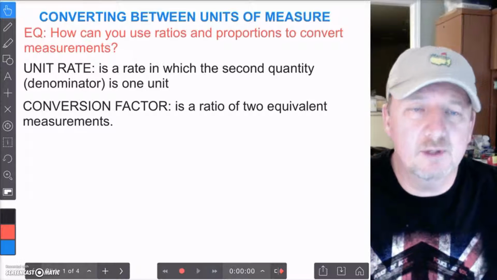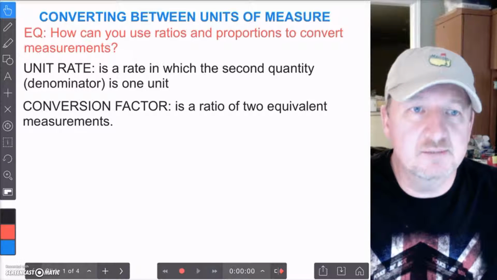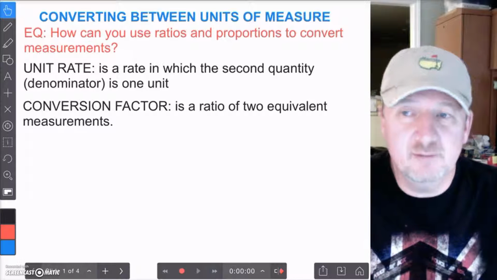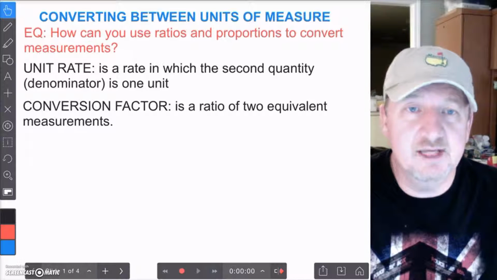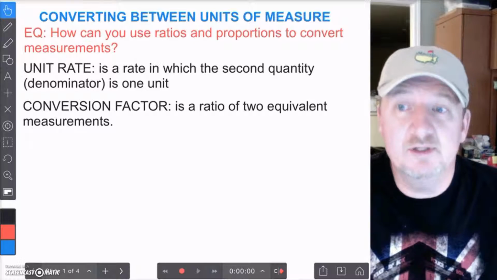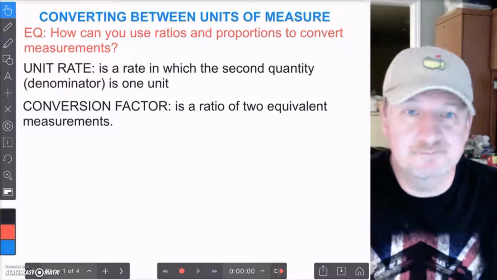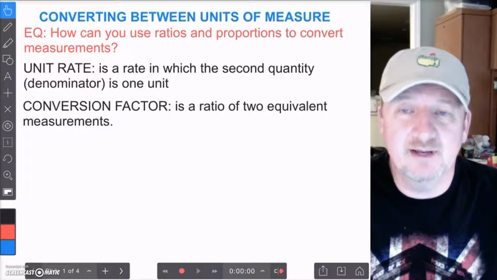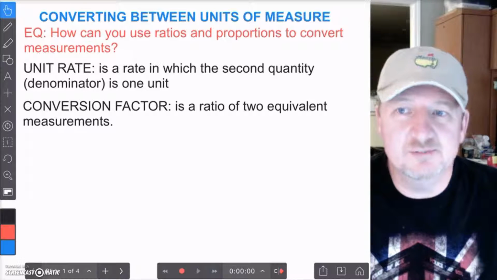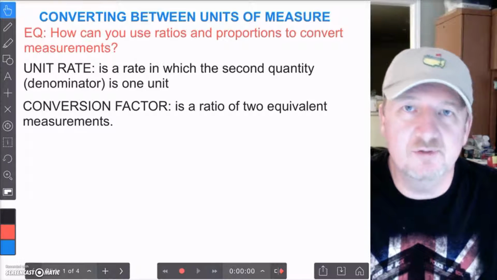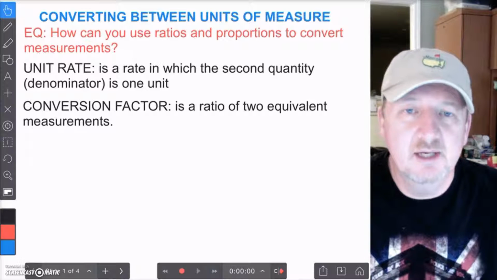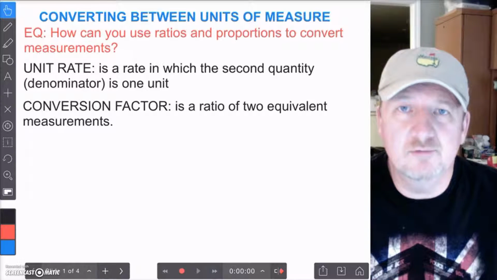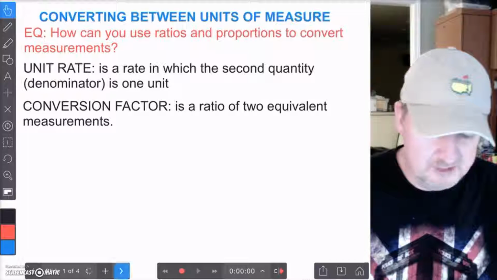So one thing that we're going to use, and I'm going to talk about first, is going to be a unit rate. And a unit rate, if you remember from the last section, is a rate in which the second quantity, or the denominator, is 1 unit. All right. And then the next thing we're going to talk about is a conversion factor. I really like using the conversion factor. It's pretty simple and straightforward, and once you see it, hopefully you'll see what I'm talking about. It's a ratio of 2 equivalent measurements. All right, so that's what we're going to be talking about.